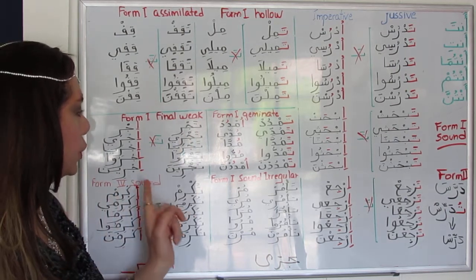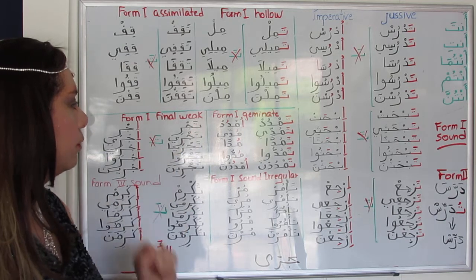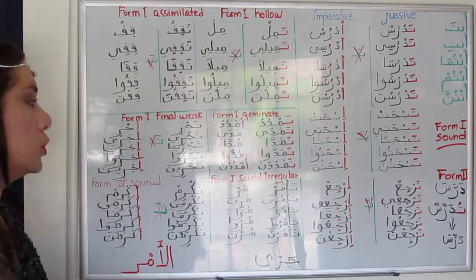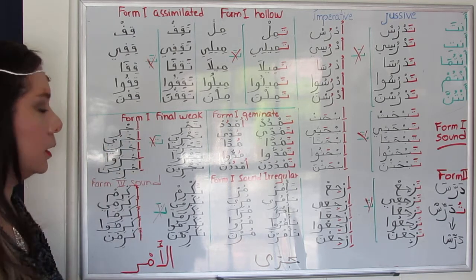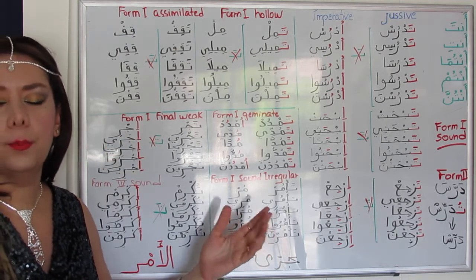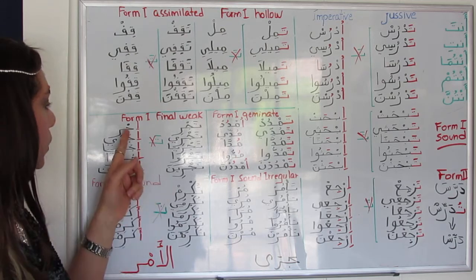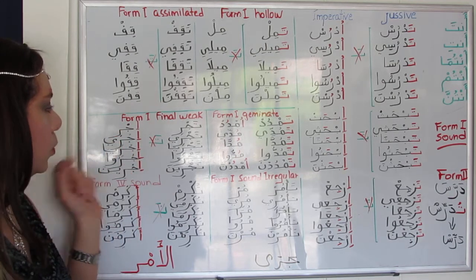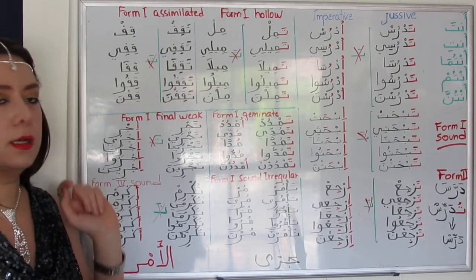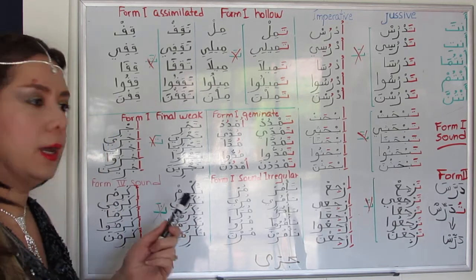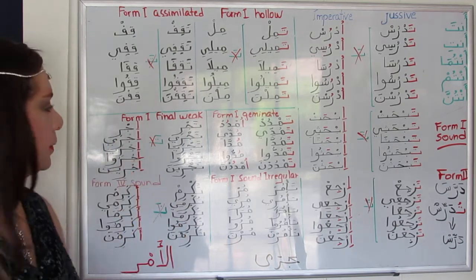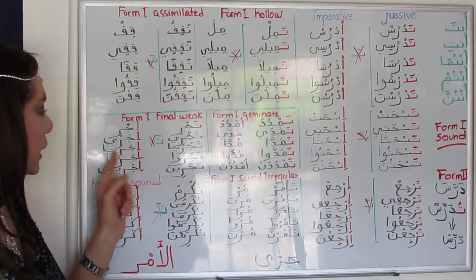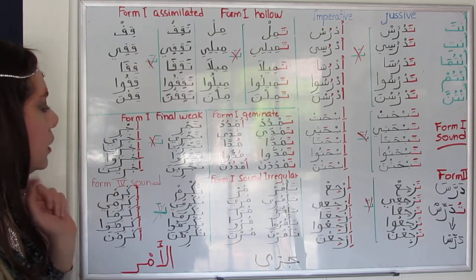So after deleting the prefix ta, we have jri. And we have just two radicals. There is no middle vowel. So since we have just sukun and kasra, we will pick a kasra for the hamza. So we have ijri. Tajri, ijri, ijri, ijriya, ijru, ijrina.